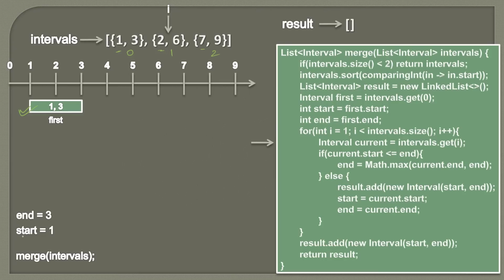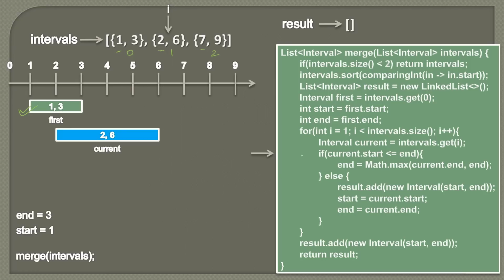Now you can think start and end represent first, and in the for loop currently we are on 2, 6. So this becomes our current interval and this can be treated as the previous interval. From this list we will get that interval by calling intervals.get and passing the value as 1. So we will get 2, 6. This will be assigned to current like this. And if we plot it here, you can see 2, 6.